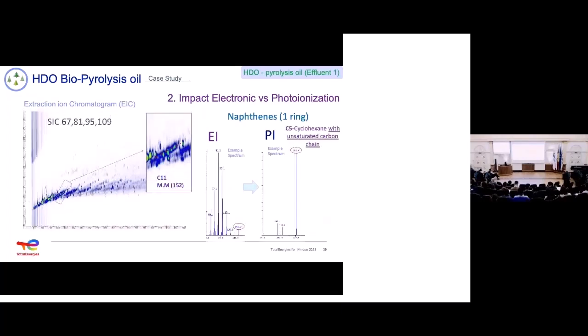The same profile of PI was found for the naphthalene 1 ring with unsaturated carbon chain. So we can see the molecular ion confirmed, and also the fragments coming from the ring. So just to highlight, these compounds are eluting as expected, just above the naphthalene 1 ring.